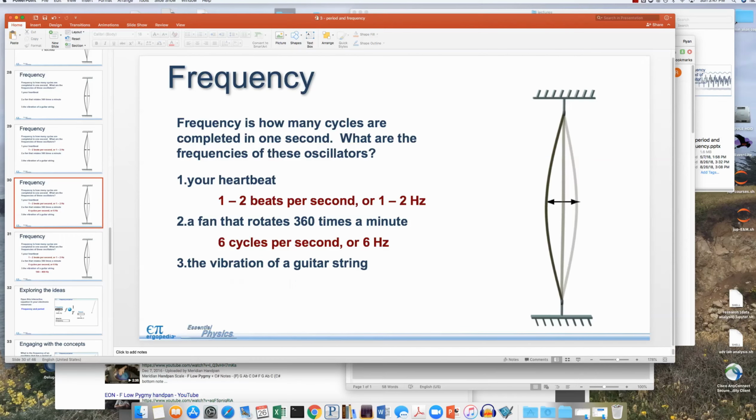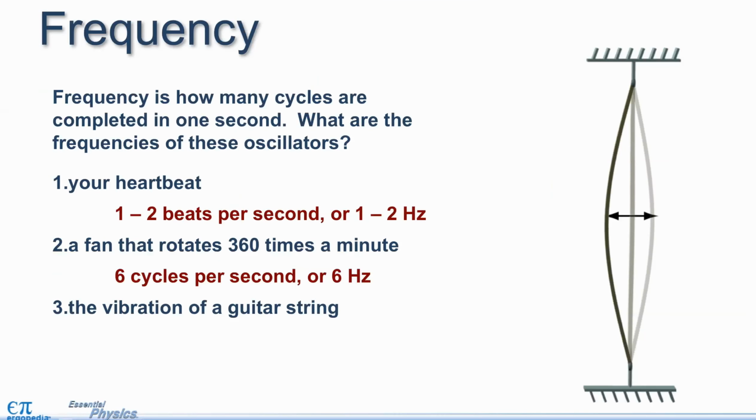And finally, the vibration of a guitar string. The vibration of a guitar string is usually somewhere in the range from 100 hertz up to 800 hertz. I happen to have a guitar right here, so I'll just play one of the lower notes. And I'll go to the higher one. This is more oscillations per second. More oscillations. And finally, the one at the top is oscillating at, I believe, 2 times the frequency.